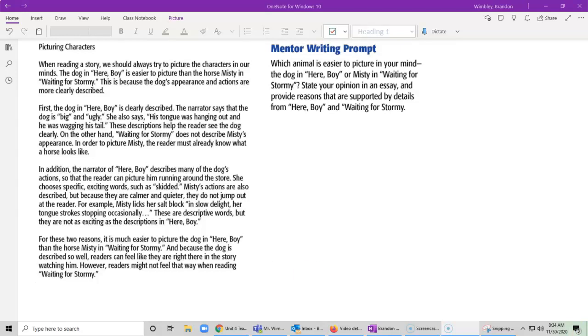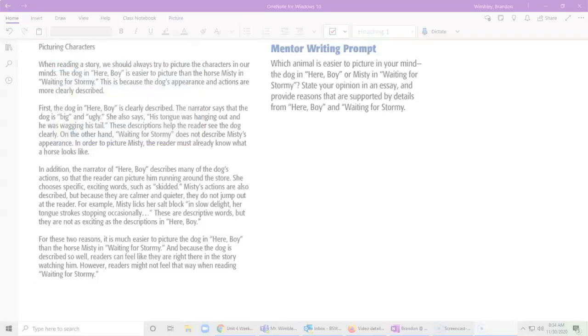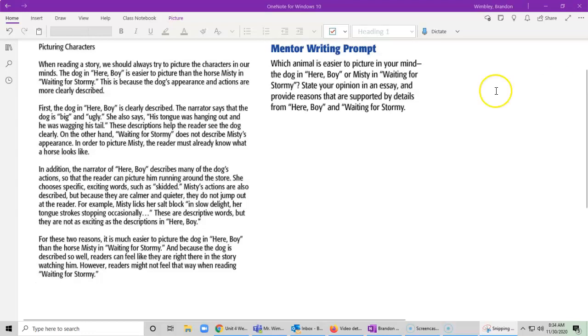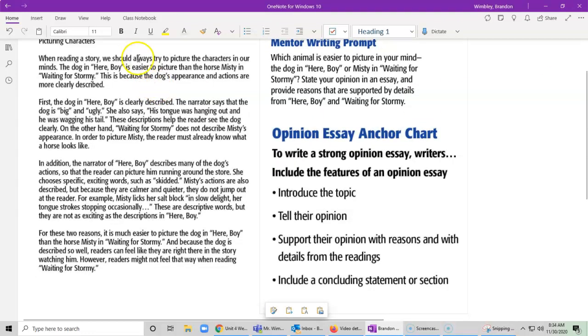Alright guys, so that's what our example will look like. Now, I'm going to show you part of our anchor chart. As we work on our writing, this is going to be some of the things that we need to include. And you'll notice that it was included in our essay over to the side. To write a strong opinion essay, writers include the features of an opinion essay. So we include those features, which is going to be the topic.